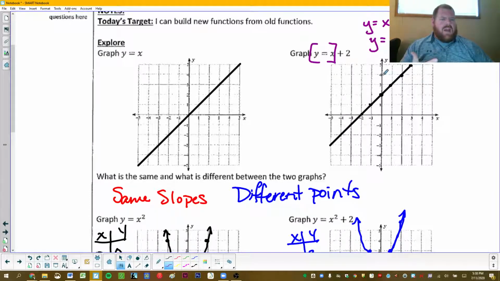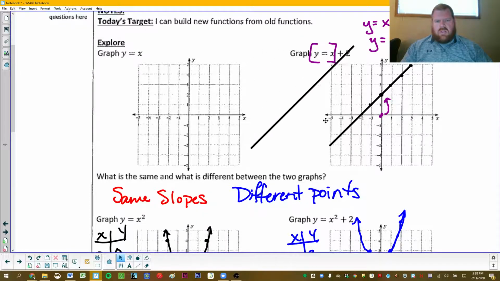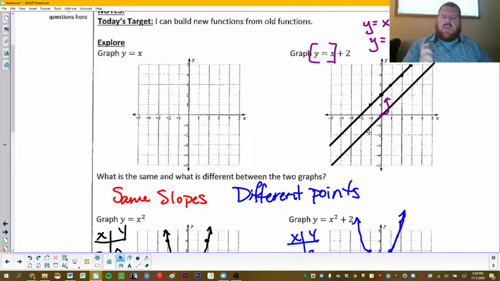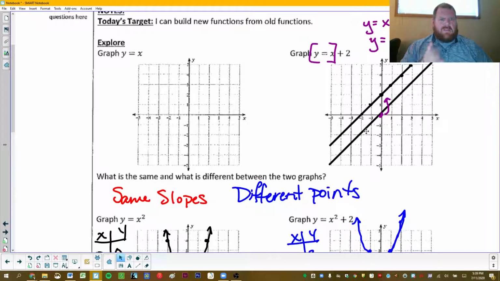The parentheses don't matter. Just as much as this is moving my parent function up 2, is it not the same as taking this function and moving it left 2, that my +2 would do? That is the same thing. So on the y equals x parent function, you can either see it as I moved it up 2 spaces, or you could say the +2 is inside the parentheses, and it moves it left 2 spaces. It does the same thing.